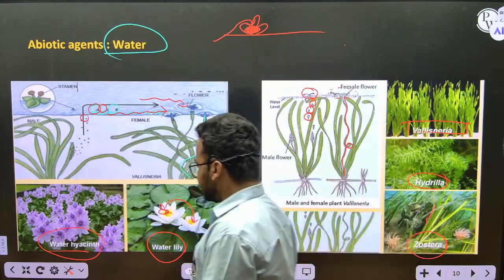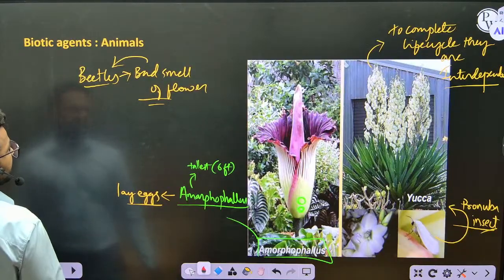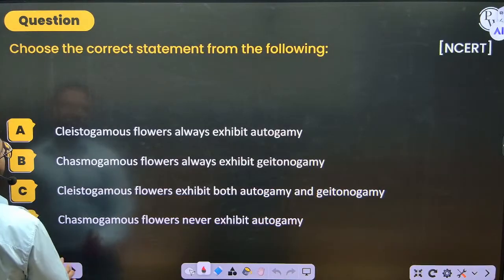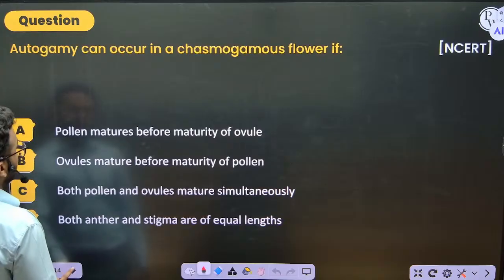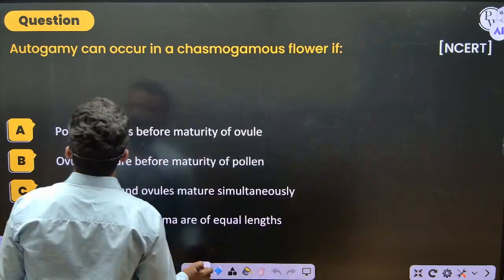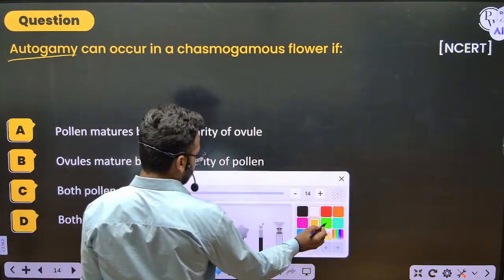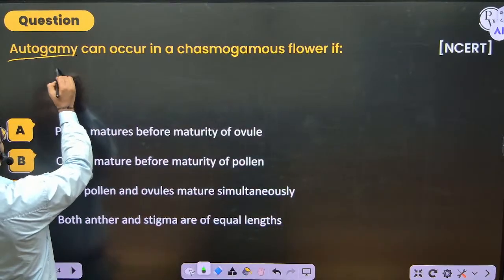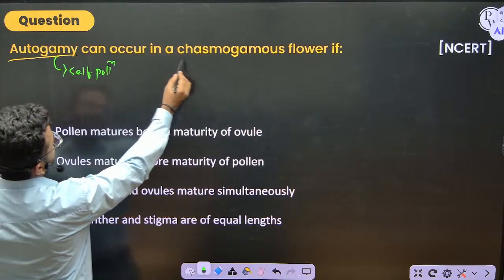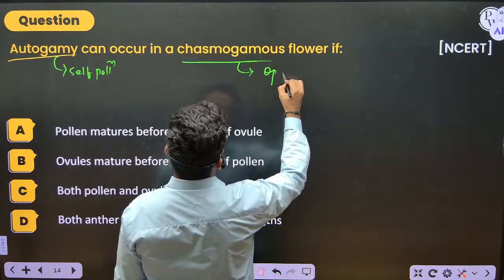Next we will be seeing about inbreeding depression and outbreeding devices. Some questions are there, we'll solve those first. Autogamy can occur in a chasmogamous flower. Autogamy is nothing but self-pollination. Chasmogamous flower is an open flower.